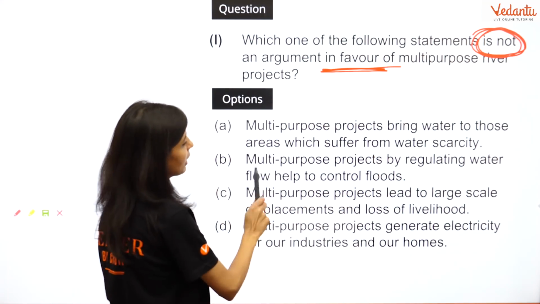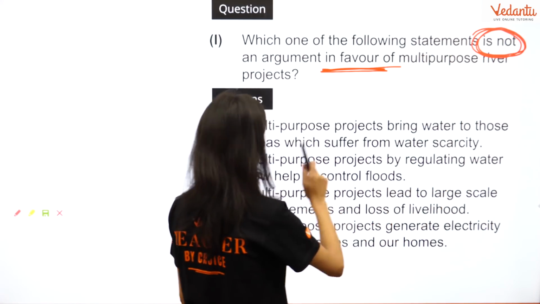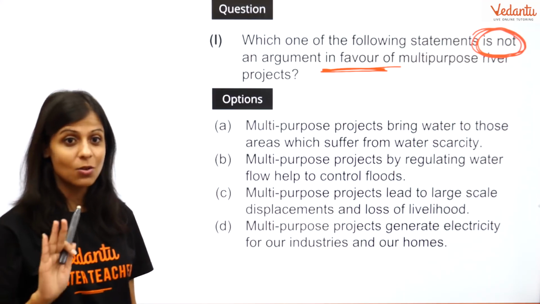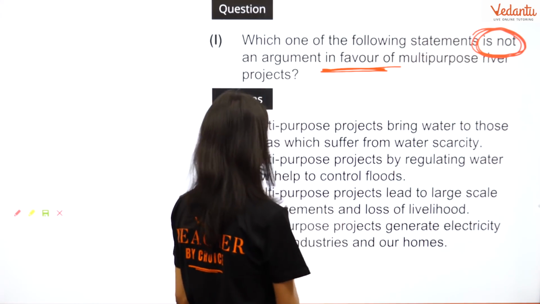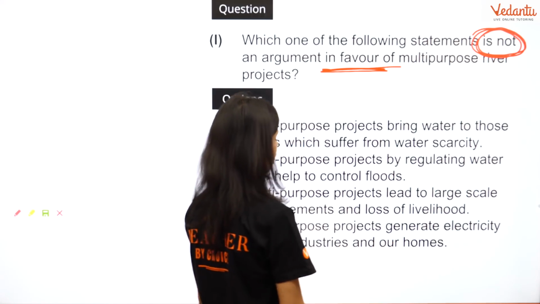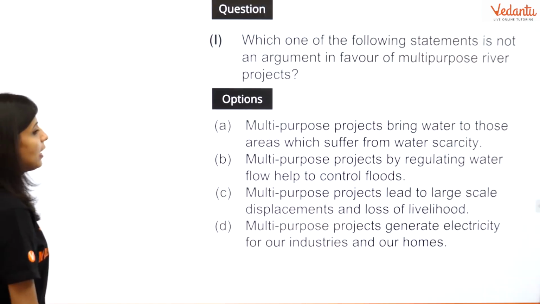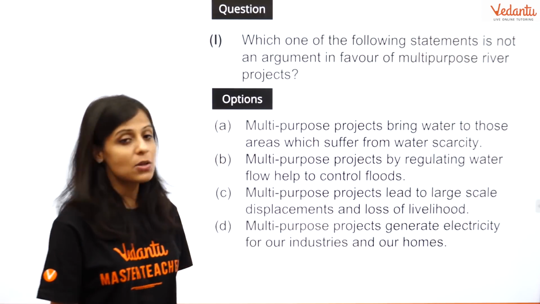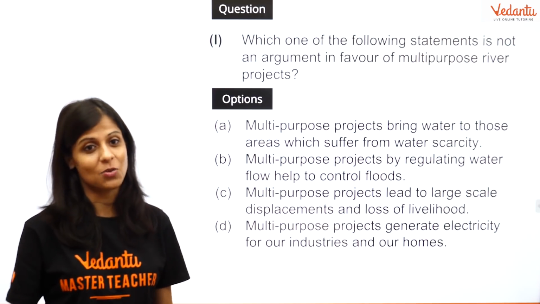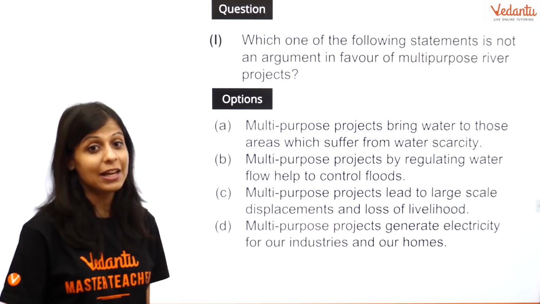Second point is multi-purpose projects, by regulating water flow, help to control floods. Third is multi-purpose projects lead to large-scale displacement and loss of livelihood. And last is multi-purpose projects generate electricity for our industries and homes. So what do you think is the answer to this question? Let me give you a minute to think over what is the correct option.